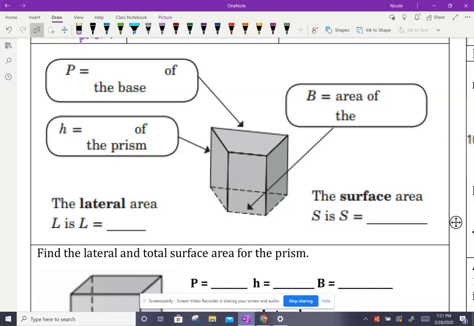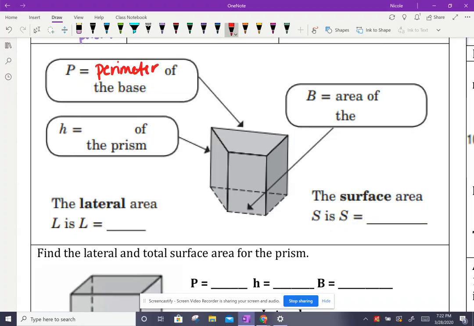Now we're going to talk about the formulas you're going to need in order to find surface area. There's two pieces to the surface area formula. One is the lateral area, and the other piece is the total area. So there's a few components that we're going to need. The first part is a capital P. That capital P stands for the perimeter of the base.